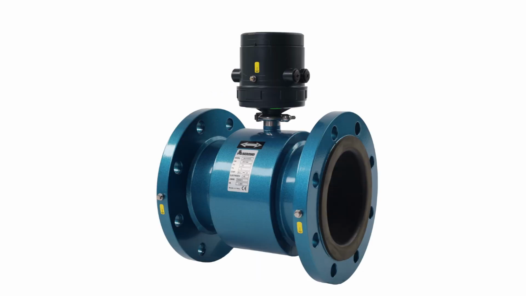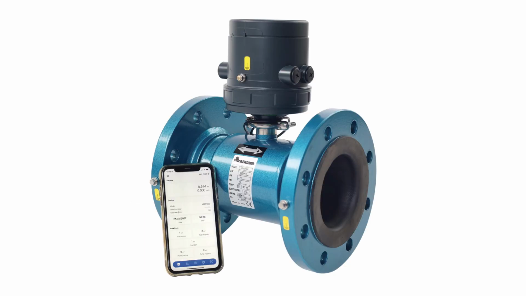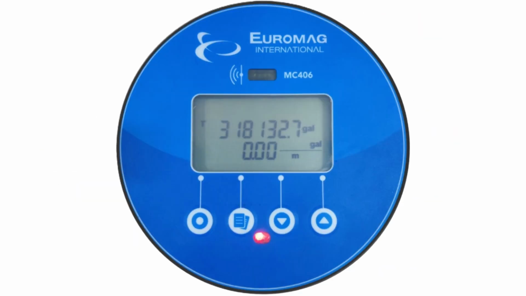Today we will be focusing on 406A converters found on Bermad MU-T2200 and 2300 series electromagnetic flow meters. Let's get started with the buttons and display. To stay consistent, we will reference each button as 1, 2, 3, and 4.